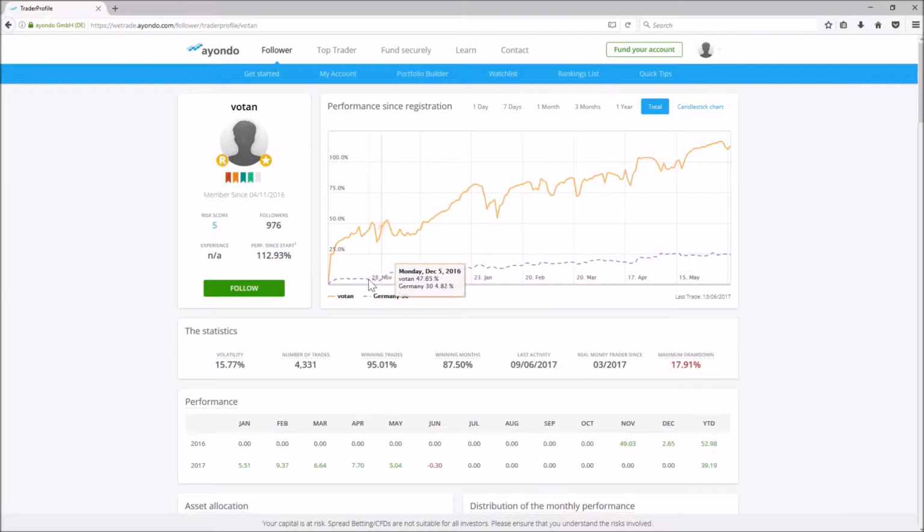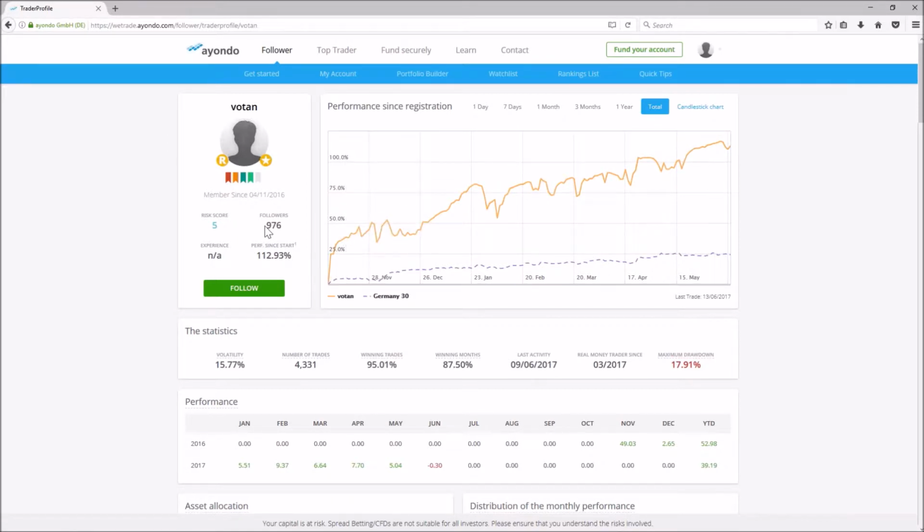And for comparison, down here, the purple dotted line is the German DAX, the German stock market index. You can see clearly this trader has outperformed that, up about 112%. The track record only goes back to November last year, so it's only been trading for, what's that, 6-7 months. But let's look at that in a bit more detail in a second, because there's something else we need to be aware of.